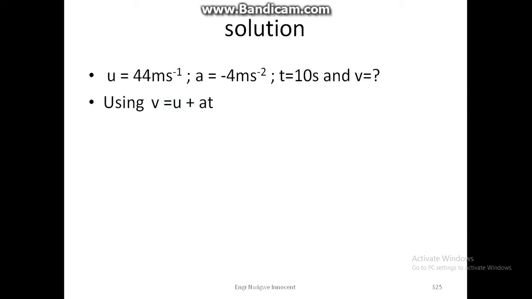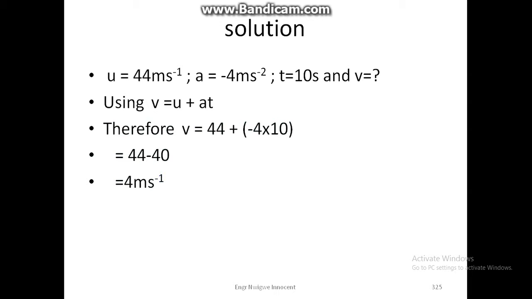From the first equation of motion, we have that v is equal to u plus at. Therefore, v, that is the final velocity, is equal to 44, that is the initial velocity, plus minus 4 times 10, which is the time, which now gives us 44 minus 40. Therefore, the final velocity is now 4 meters per second. Question 13.